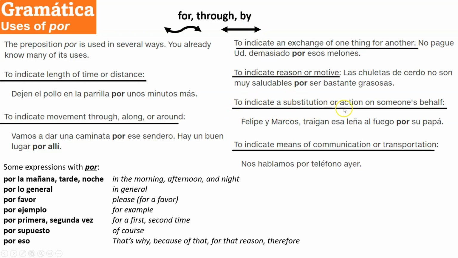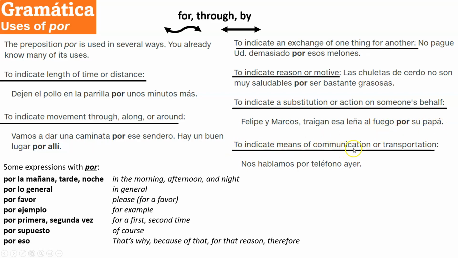To indicate a substitution or action on someone else's behalf. Felipe y Marcos traigan esa leña al fuego por su papá. So Felipe y Marcos bring the firewood to the fire for your dad, like in his place. To do it for someone else.